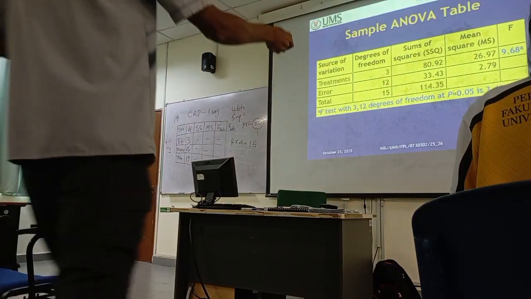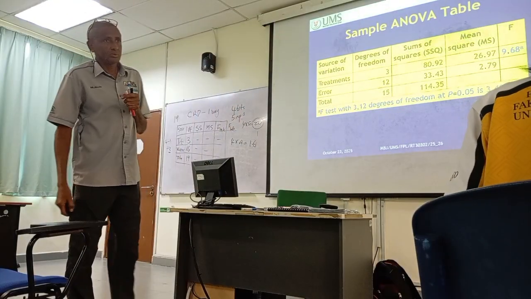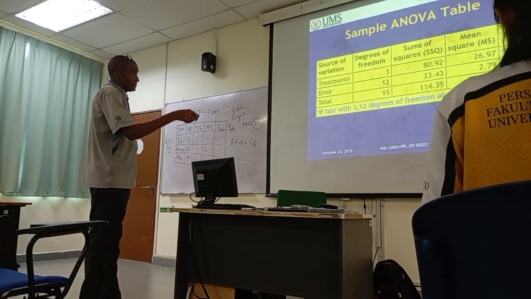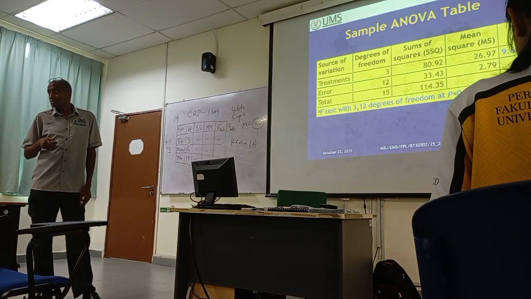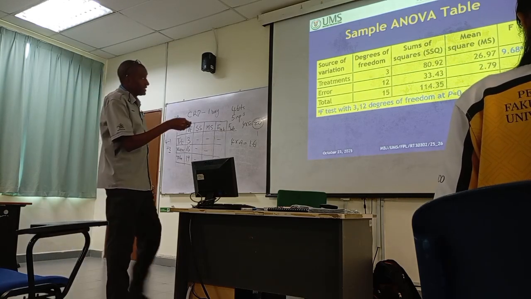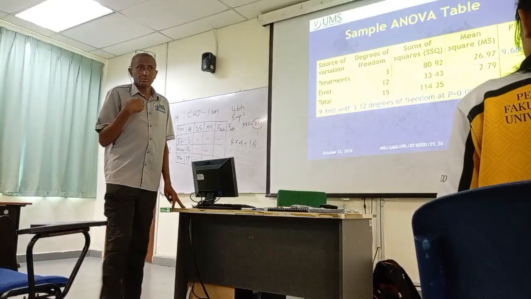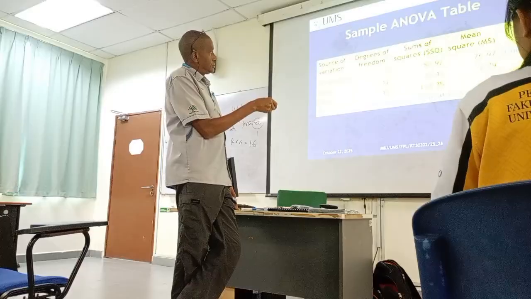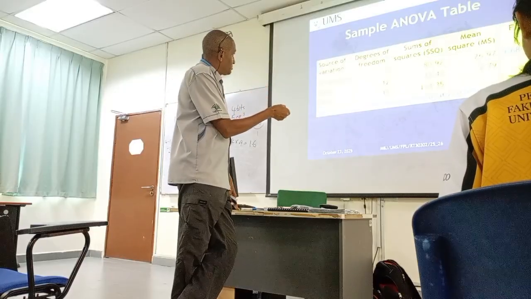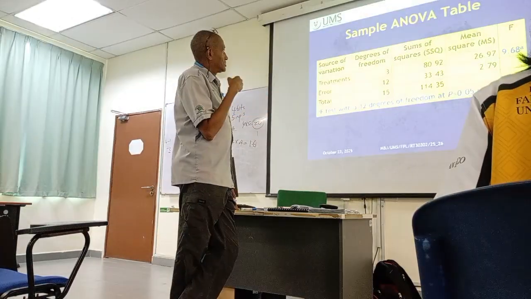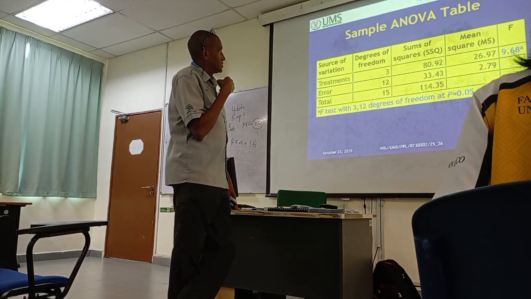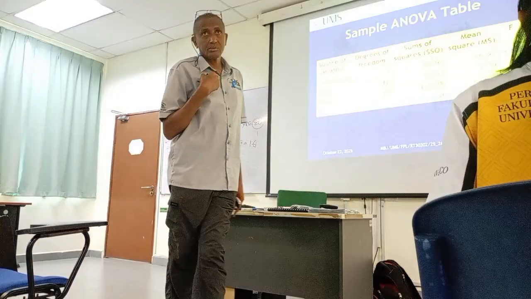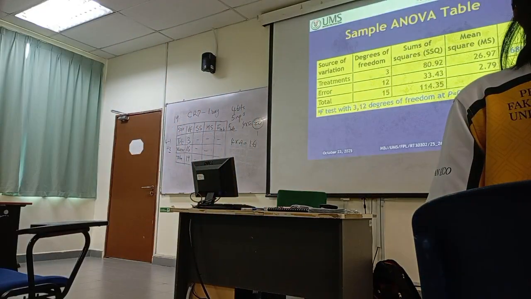How do you get this? Do you remember? How do you get this 26.97? This divided by 3 will give you this answer. This number divided by 3 will give you this answer. 80.92 divided by 3 equals? Calculator. 80.92 divided by 3. 26.97. Okay, same thing here. 33.43 divided by 12 will give you this answer. Yeah. Okay.